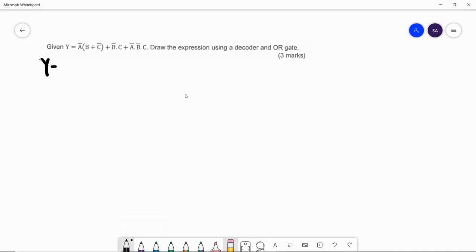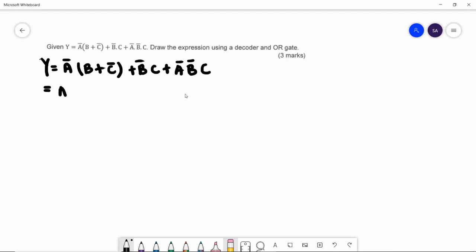So Y equals A bar plus C bar, plus B bar C, plus A bar B bar C. Okay, so kat sini kita nampak mostly dia pakai 3 input variable, so A, B, C. So ada yang tak ada A, ada yang ada dalam bracket. So kalau yang dalam bracket kita kena kembangkan.